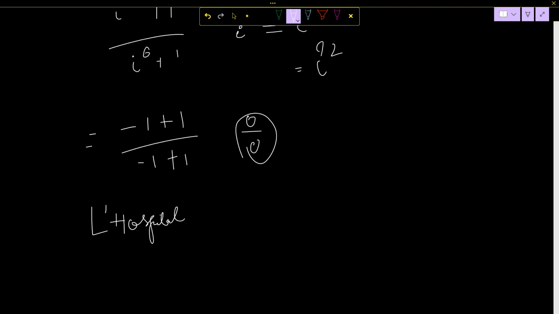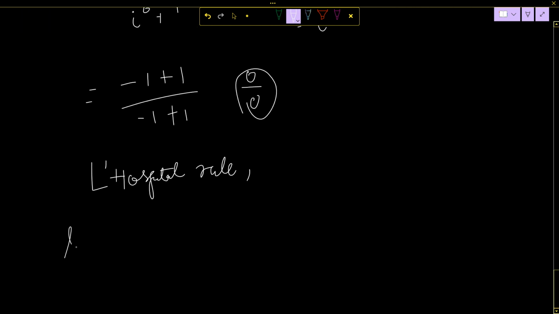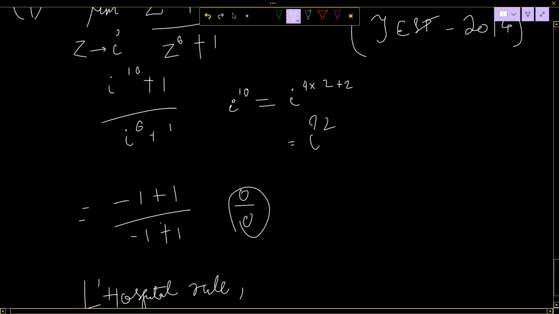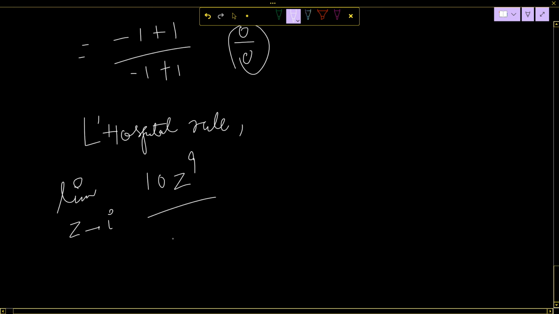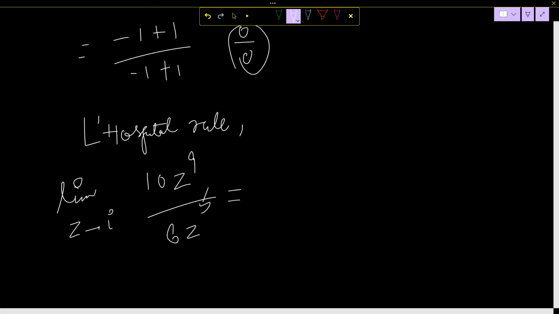L'Hopital rule. According to that, we can take the derivative of both the numerator and denominator, isn't it? So limit z tends to i, the derivative of the numerator is 10 z to the power 9, divided by z to the power 6, which is 6 z to the power 5. So we can put i now: 10 into i to the power 9 divided by 6 into i to the power 5.